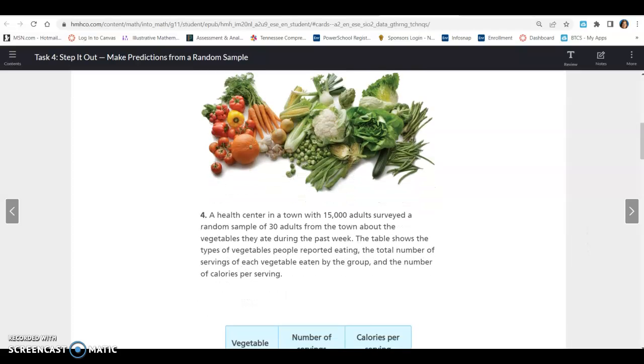A health center in a town with 15,000 adults surveyed a random sample of 30 adults from the town about the vegetables they ate during the past week. The table shows the types of vegetables people reported eating, the total number of servings of each vegetable eaten by the group, and the number of calories per serving.